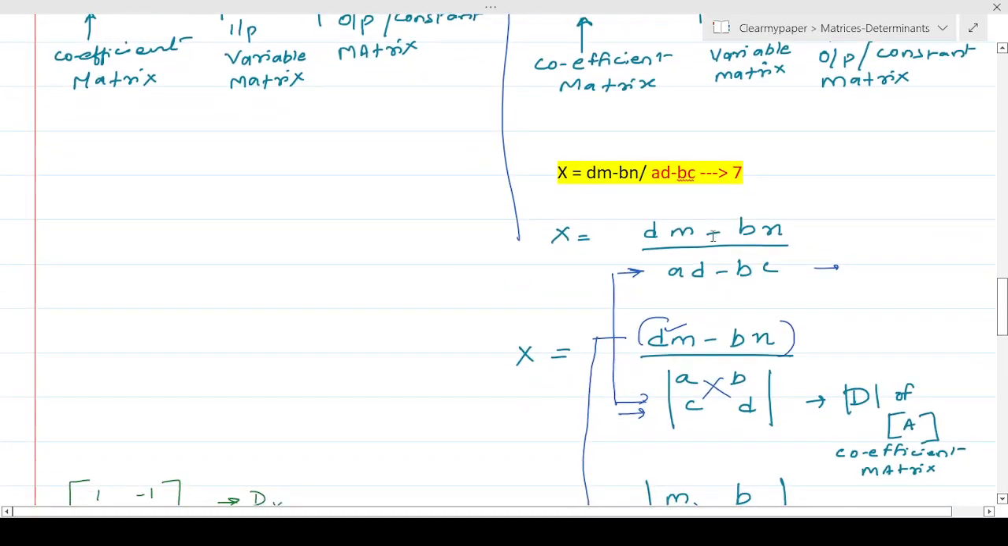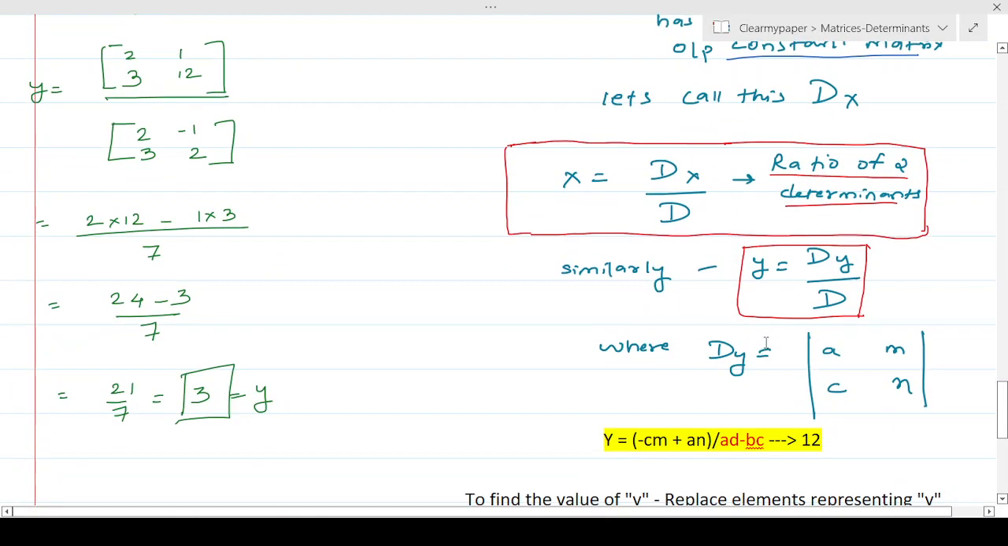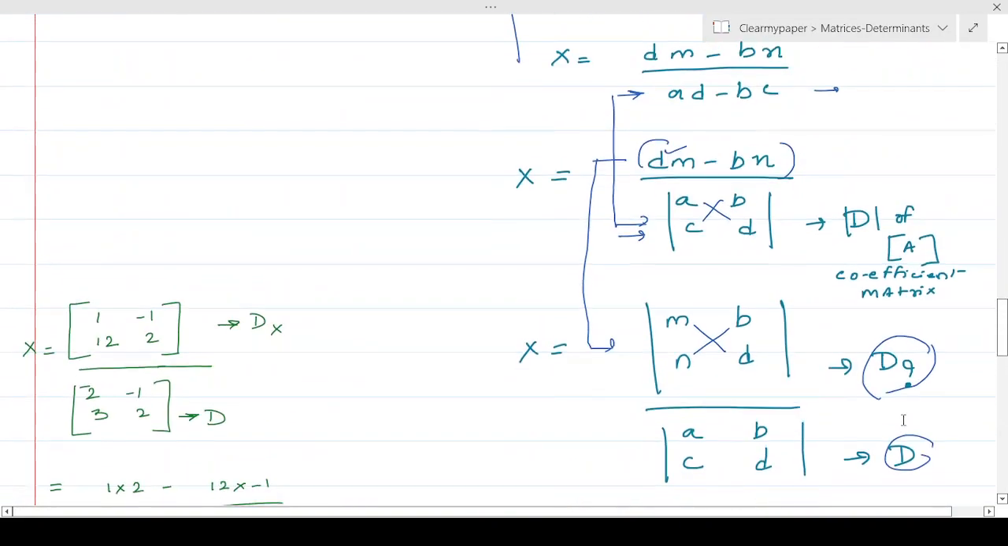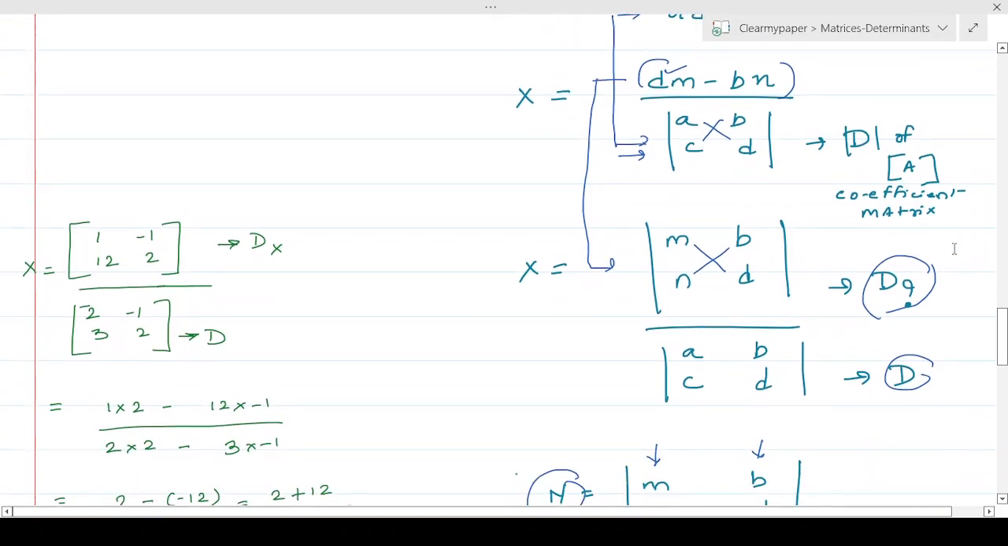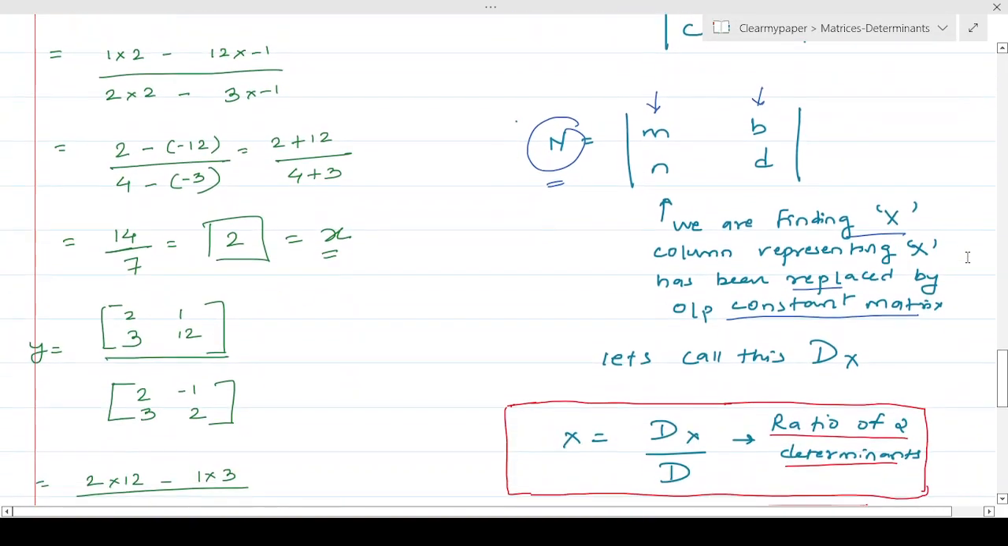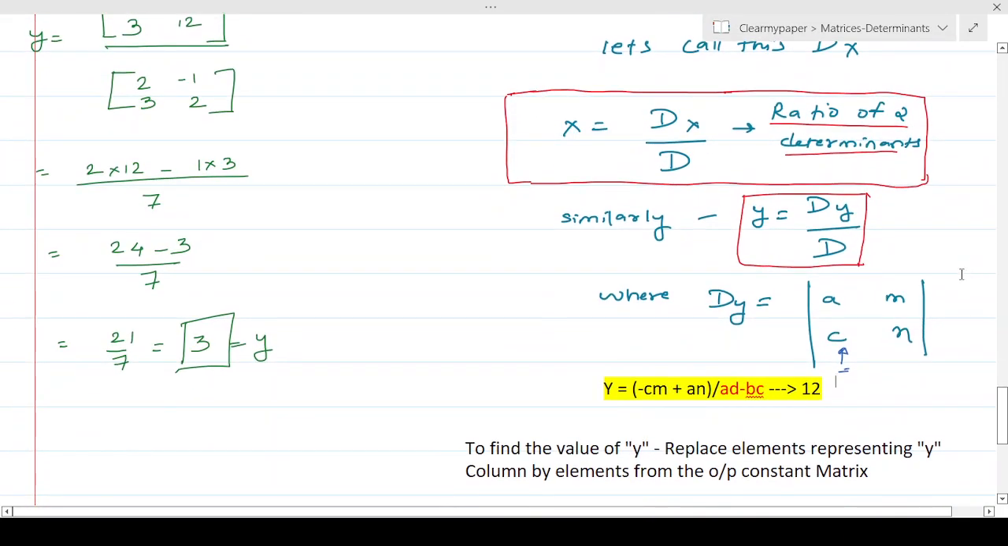Similarly, when we want to find the value of y, what we do is we'll keep the terms which are associated with the x variable, but we'll remove the y variable. In this case, the y variables are going to be b and d. If you see here, b and d, we're going to remove them, and we're going to replace this column by m and n again. So whatever value you're trying to find, whether the variable is x or y, you remove its coefficients and replace them with the constant matrix.